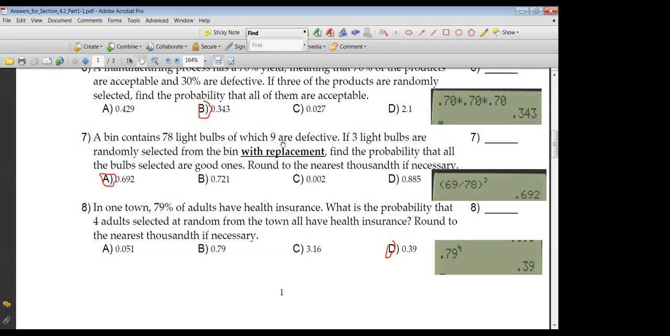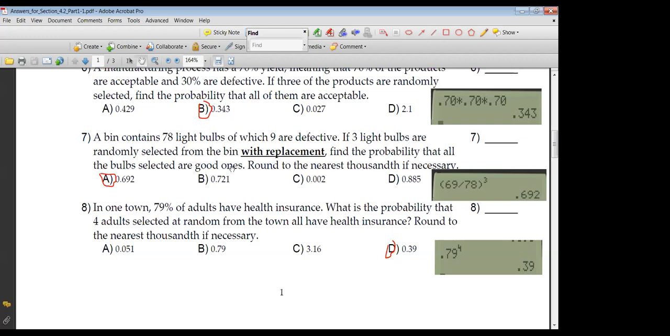78 light bulbs, 9 are defective. You know what he hasn't told me? How many are good ones? If I've got 78 and 9 are bad, the remaining 69 must be good. Notice he doesn't tell me that. He thinks I'm bright enough to figure that out on my own. He's playing a little game with me. If 3 light bulbs are randomly selected from the bin with replacement, find a probability that they're all good ones.